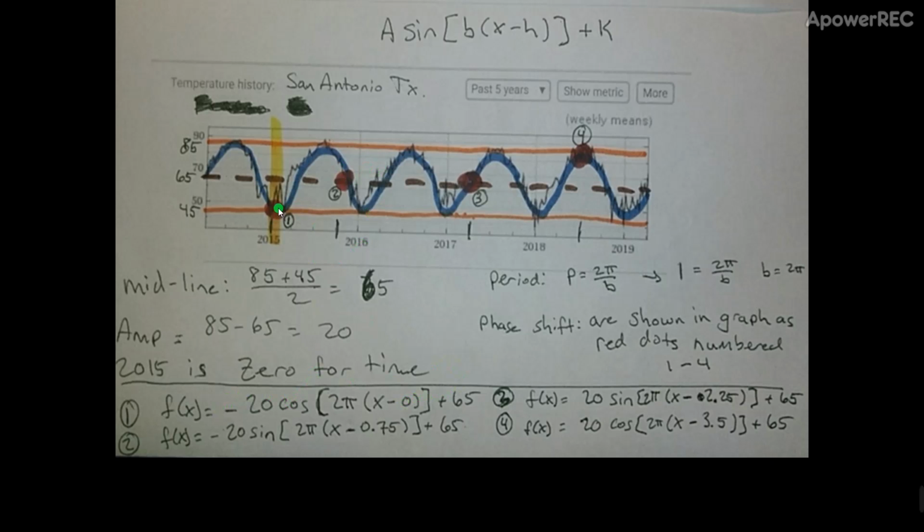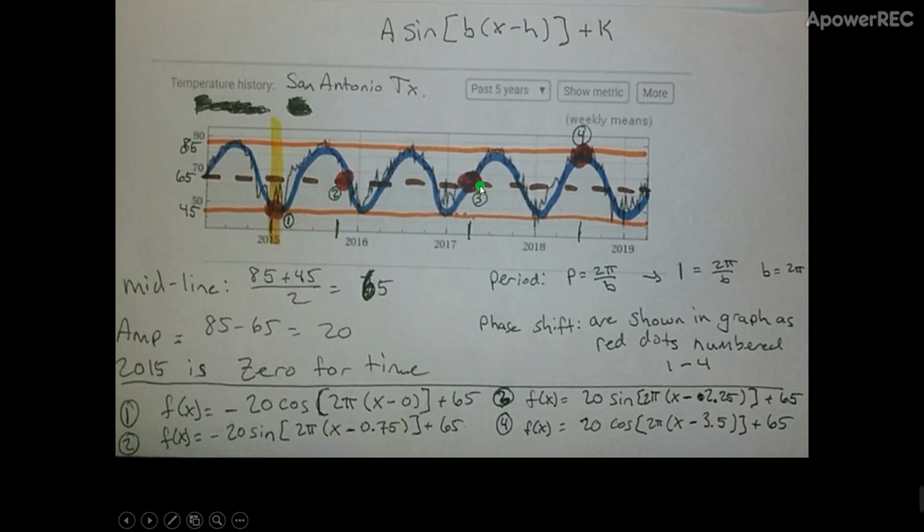So for point 1, starting on the y-axis gives me a phase shift of 0, and it's going to be negative cosine because I start at the bottom and go up. Number 2 starts at the midline and goes down, and it's shifted over about 0.75, so it's going to be a phase shift of 0.75 with a negative sine. So there's that one.